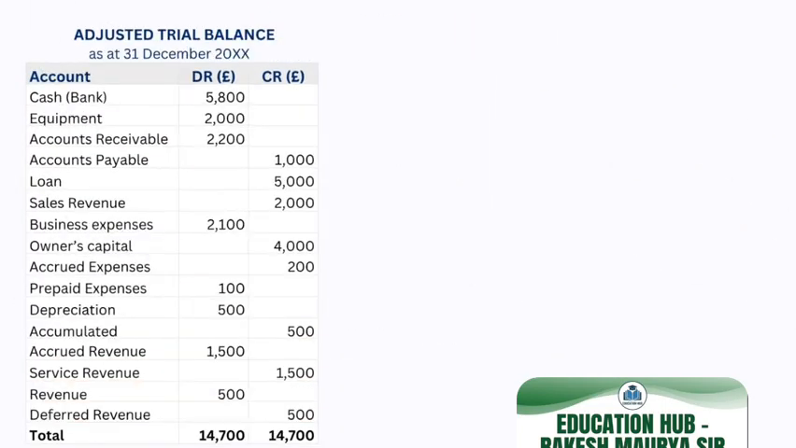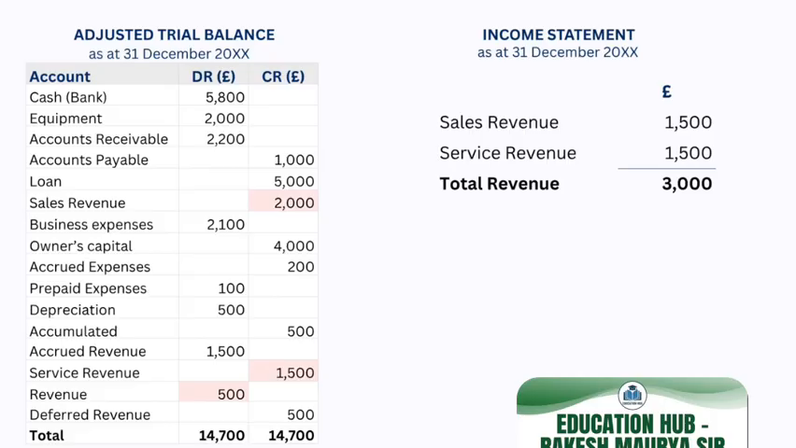Now that we have the adjusted trial balance, we can prepare the financial statements. We usually start with the profit and loss statement, also called the income statement. The purpose of the profit and loss statement is to calculate profit or loss for the period. To prepare it, we take all revenue accounts and all expense accounts. Revenue accounts are listed first.